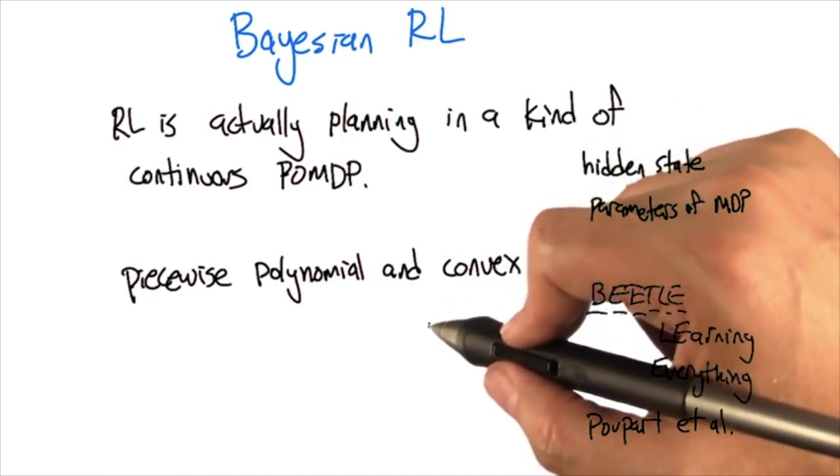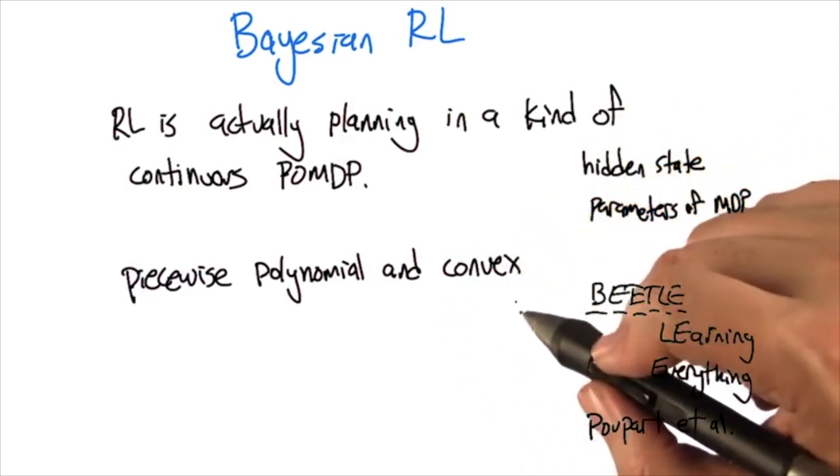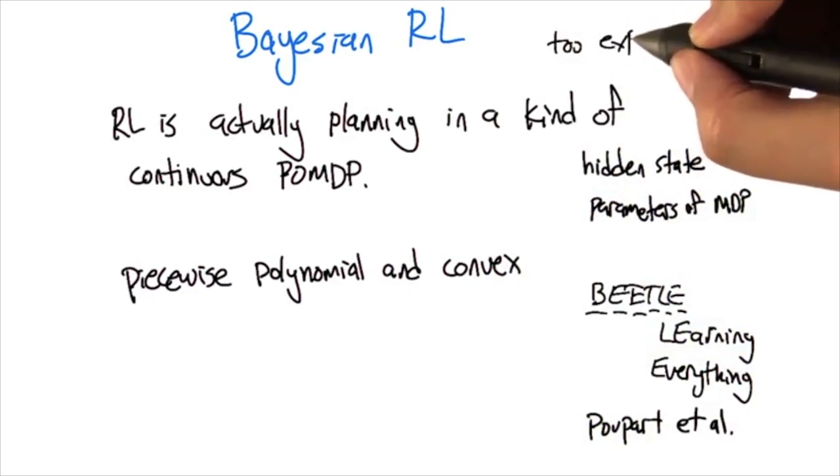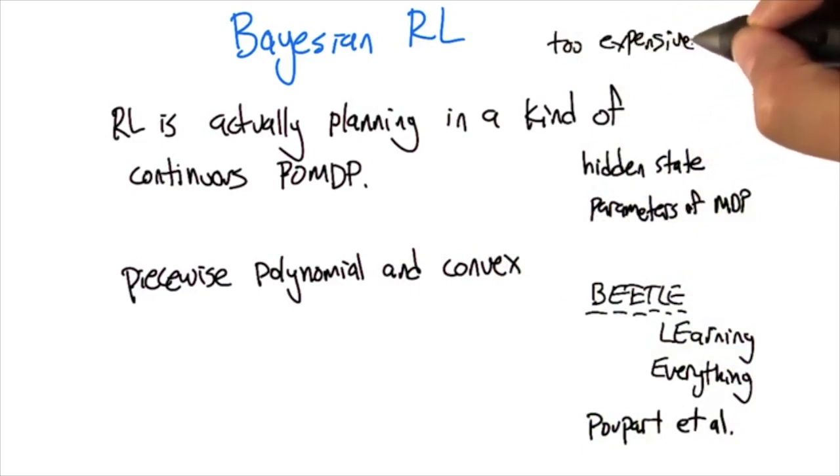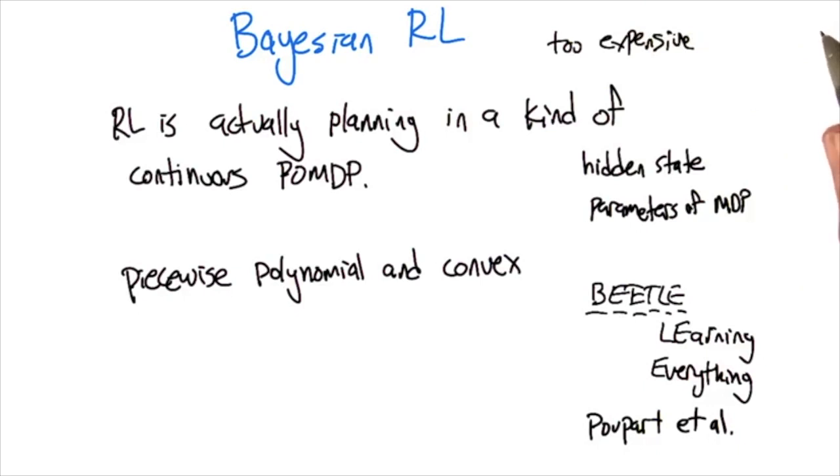So a lot of people really like this stuff. It seems to, at the moment, be on the side of just kind of too expensive to be practically useful. Q-learning seems to tend to win. But it's very elegant, and it's a useful way of realizing that planning and learning actually are two sides of the same coin.